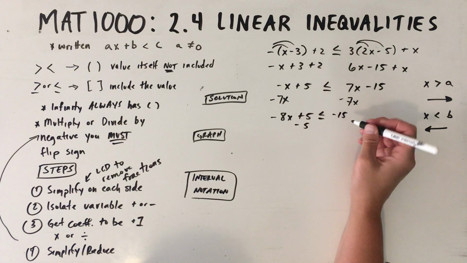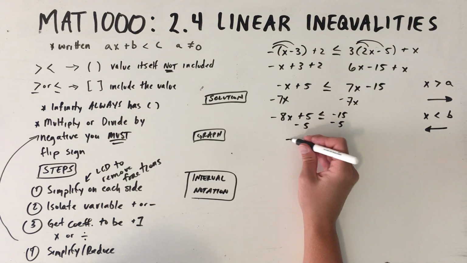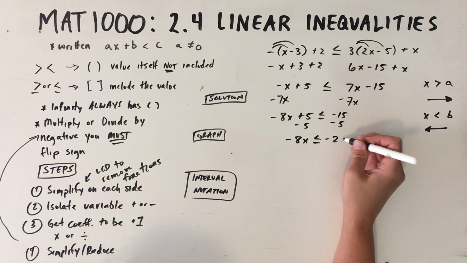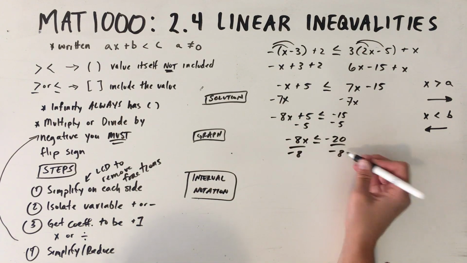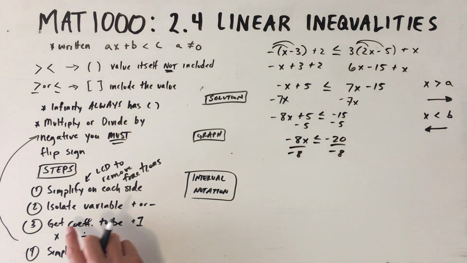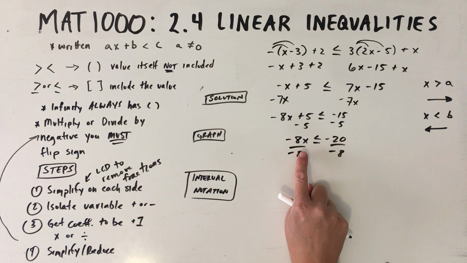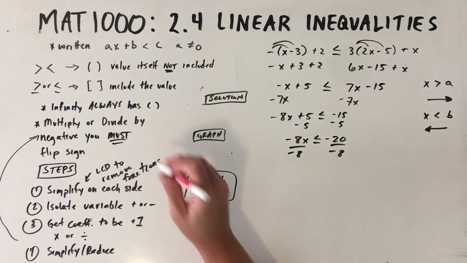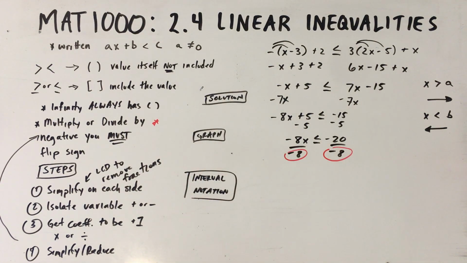I'm going to subtract 5, and we will get then that negative 8x is less than or equal to a negative 20. When I divide by negative 8, this is where I am. So I've isolated my variable here. There's nothing connected to it except through addition or subtraction. So now I need to get the coefficient to be 1. But remember, I just multiplied or divided by a negative right here. So because I did that, I've got to flip my sign.